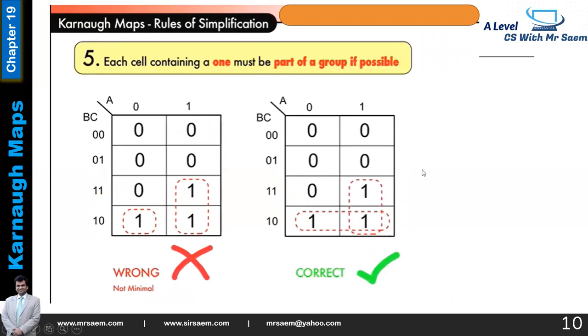The fifth rule basically says that each cell containing 1 must be part of a group if possible. What it means is that don't try to leave a 1 independent. You can see over here we have a union over here. We have made a group horizontally and vertically both. So we have a group made vertically and horizontally.